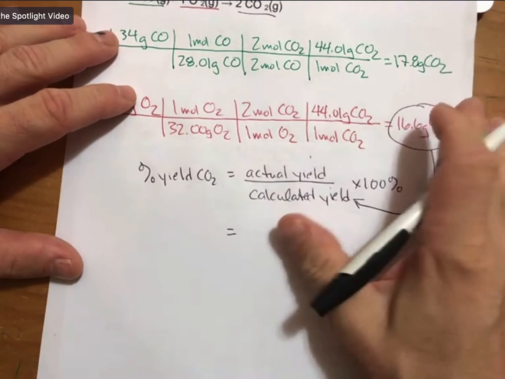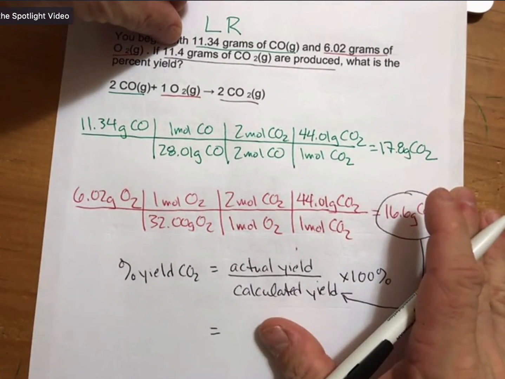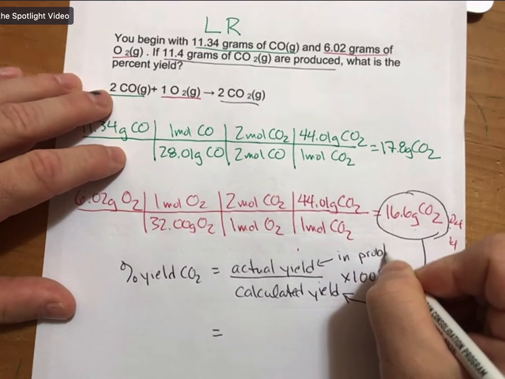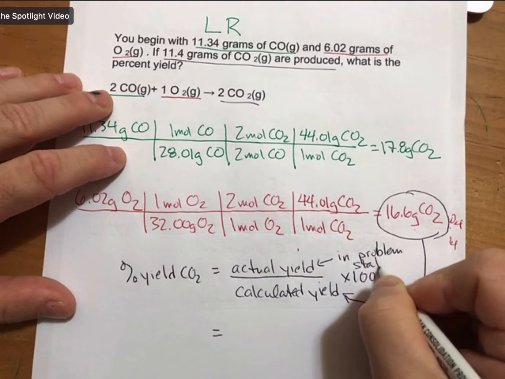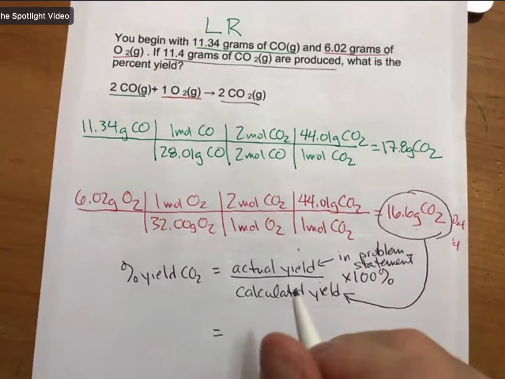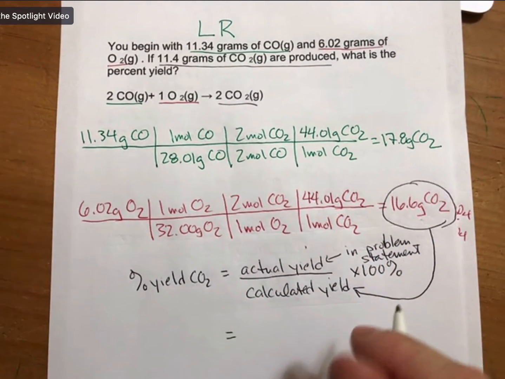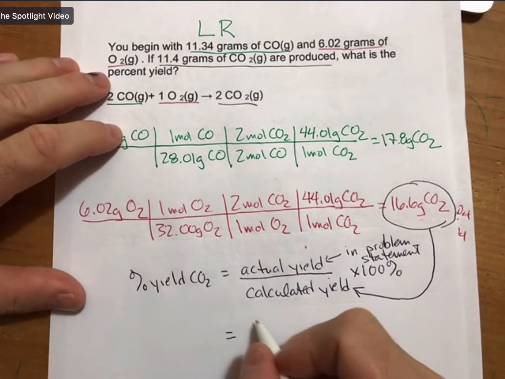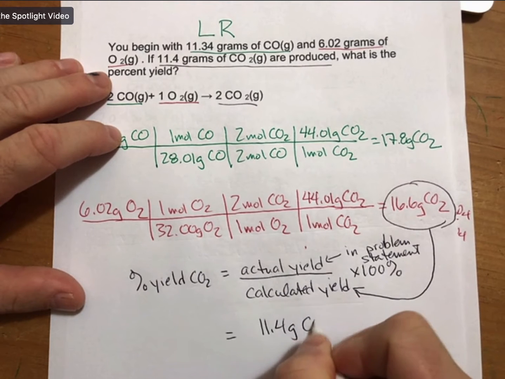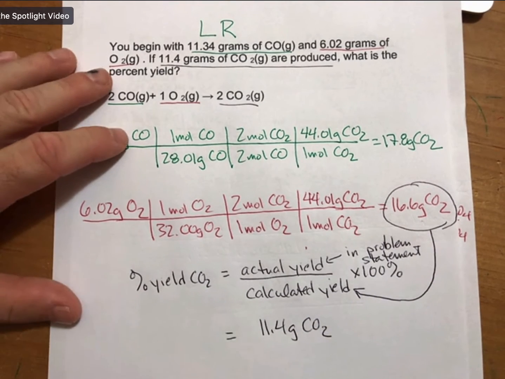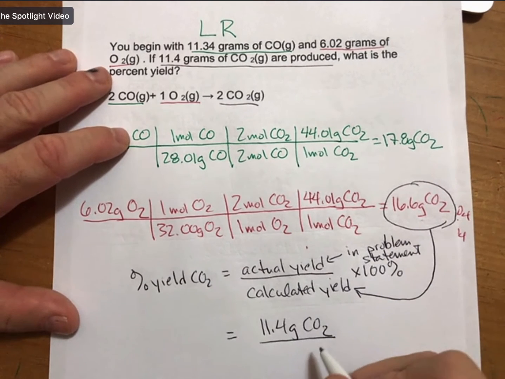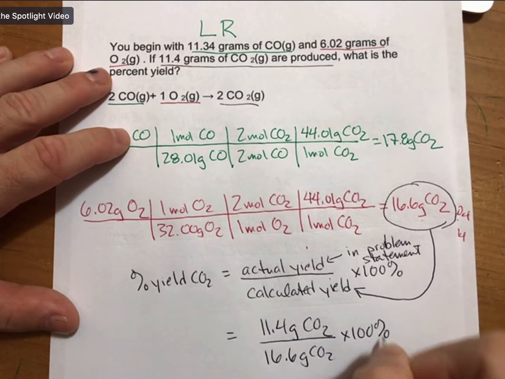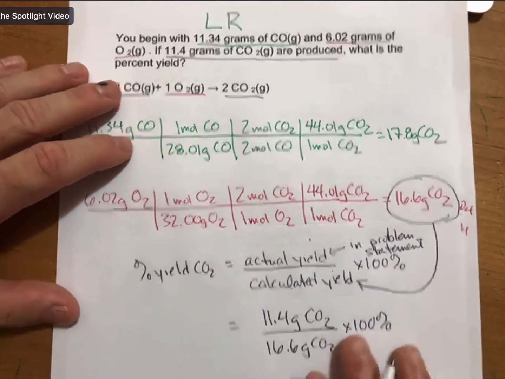So plugging this in, the actual yield will always be in the problem statement. And in practice, the actual yield is something that you would do in the lab. Since there is no lab part to this, it will have to be in the problem statement. And so we end up with 11.4 grams of carbon dioxide divided by our calculated yield, 16.6 grams carbon dioxide, times 100% will be our percent yield.